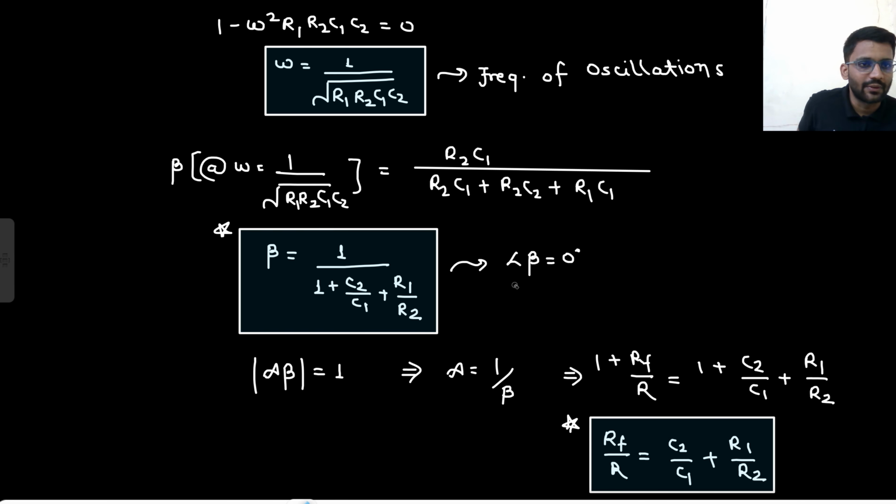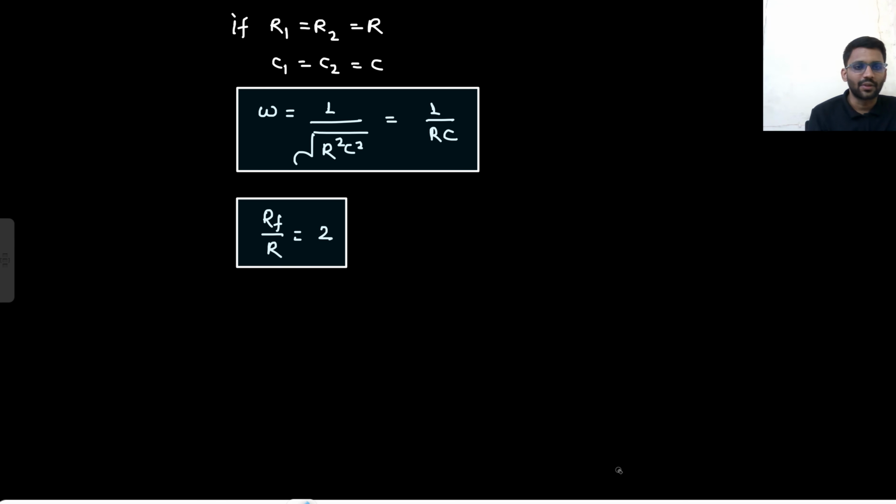So I get the value of beta, and from it I get the value of A. A will be equal to 1 by beta, so my RF by R value will be C2 by C1 plus R1 by R2. That's it. This is how we analyze it, and this is the particular case that you can also remember. So this was our first circuit, the Wein bridge oscillator.